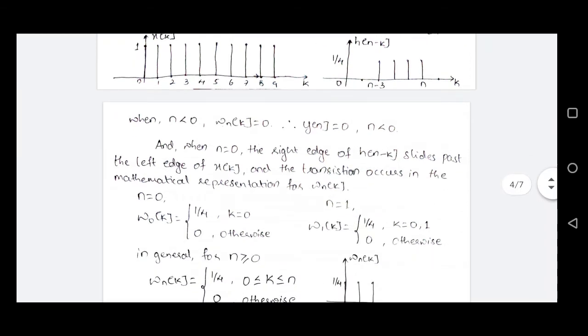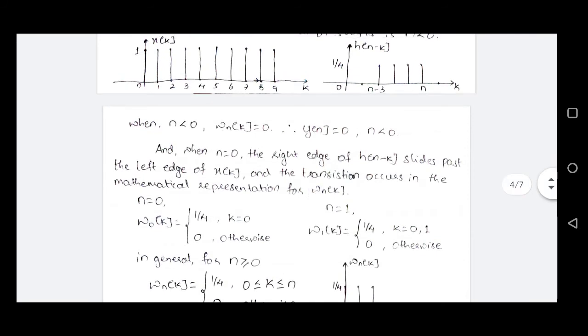And when n is equal to 0, the right edge, that is the first sample in the impulse response, slides past the left edge of the input sequence x of k. And then the transition occurs. Till n was less than 0, there was no overlap, so the mathematical representation was 0. For n equals 0, there is some non-zero value. So this is the transition.